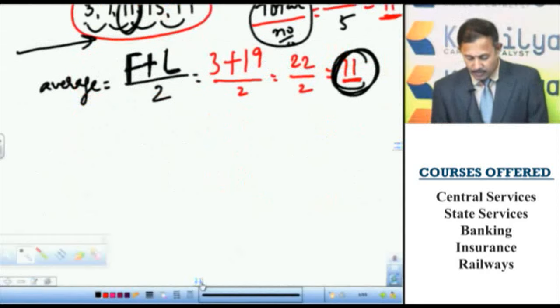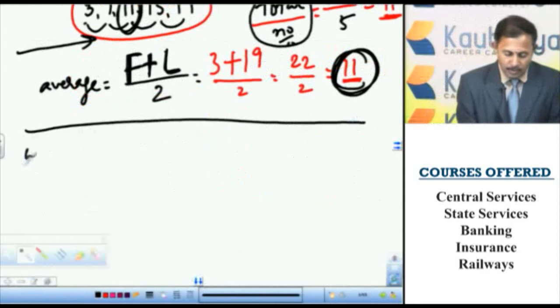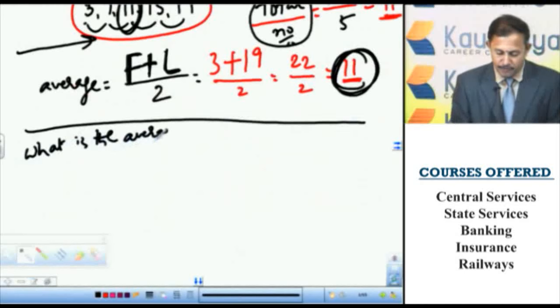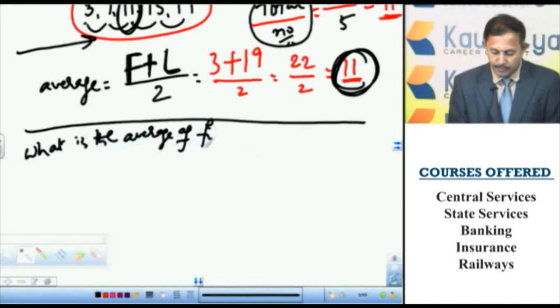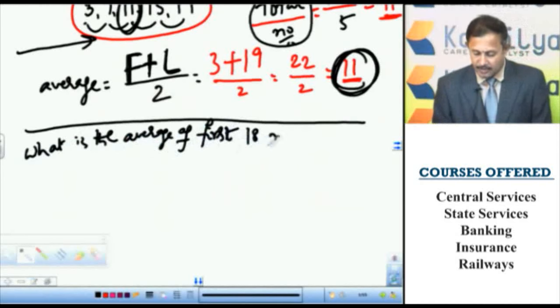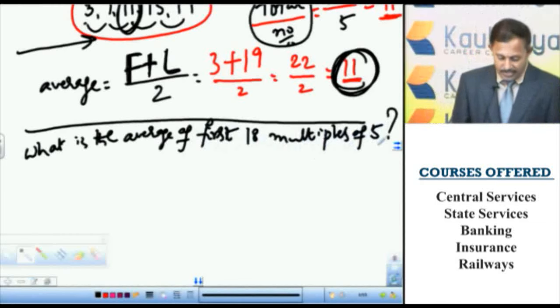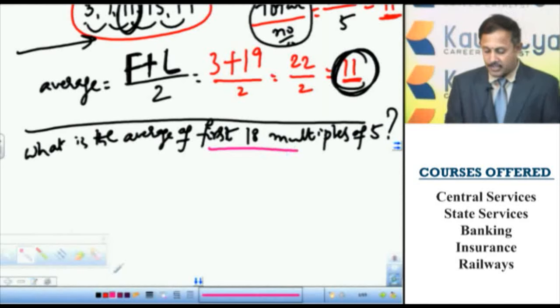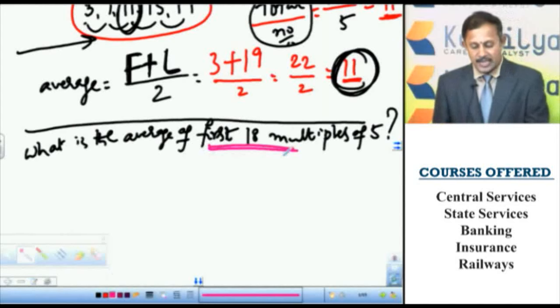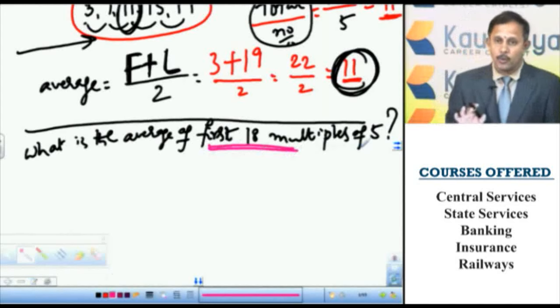Suppose this is the problem. What is the average of first 18 multiples of 5? This is the question. I am not interested in first 18 even numbers. What is the average of first 18 multiples of 5? We are interested in only the multiples of 5.